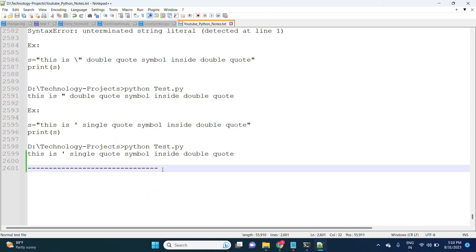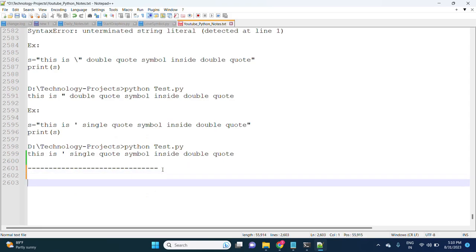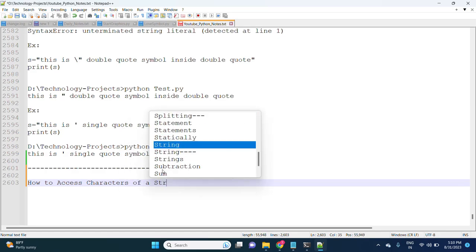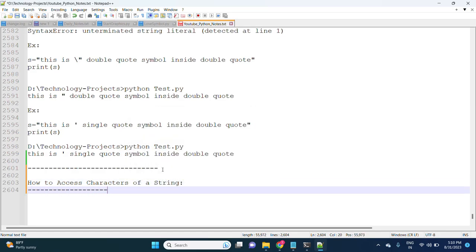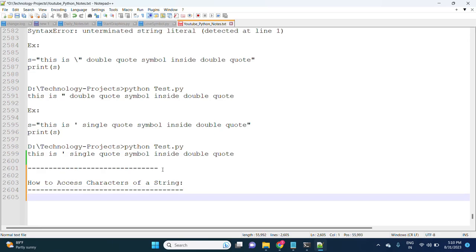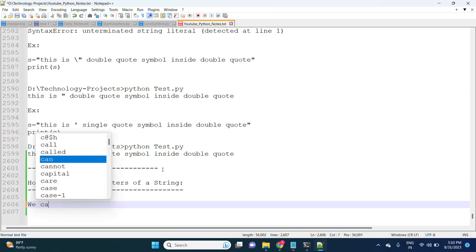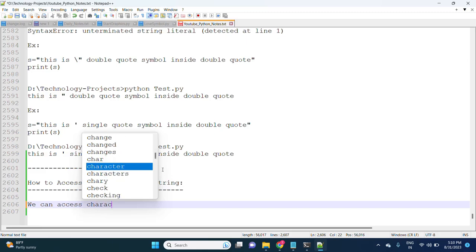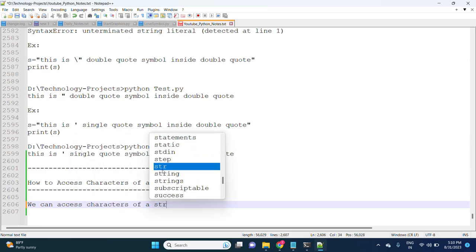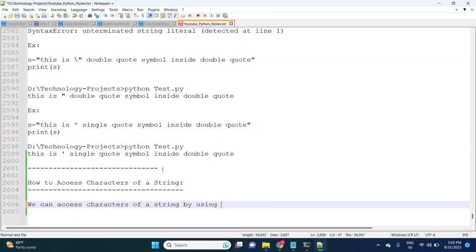So today we are going to discuss how to access characters of a string. Today's concept is how to access characters of a string. We can access characters of a string by using two ways.